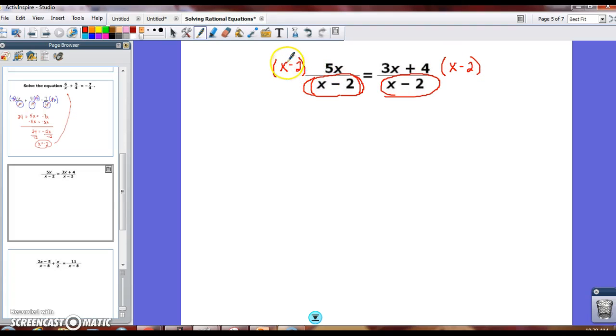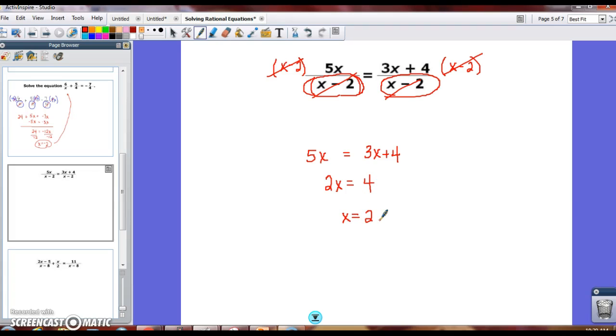Because I have an x minus 2 in the numerator and in the denominator, I can cancel those. So on this side, I'm left with 5x. On the right, I have an x minus 2 in the numerator and the denominator, so I can cancel those. Here I have 3x plus 4. Now I'm going to solve this. If I subtract 3x from both sides, I get 2x is 4, and so x is 2.